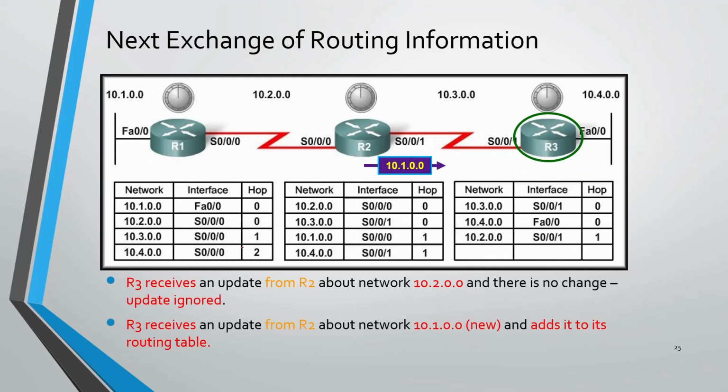So same case goes for router R3. After receiving the updated table from R2, R3 will know about the network address of this, and it will be added to this entry, and the hop count will be 2.